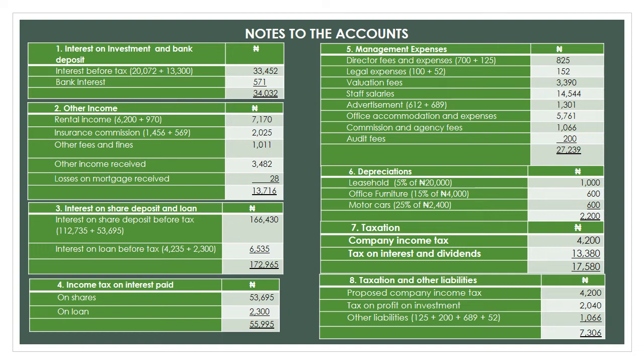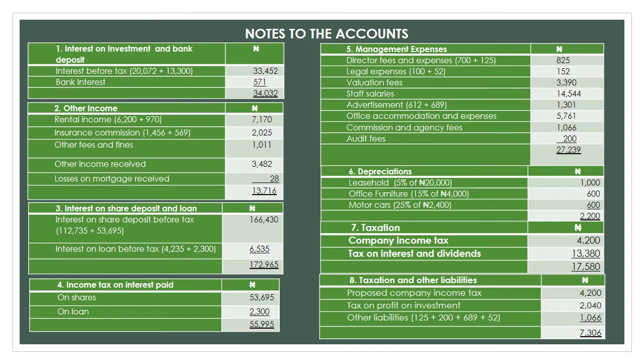But at the end of the period, we realize that 970 was due to be received but has not been received yet. So the total amount that is supposed to have been received from rent is 7,170. That means the 6,200 has already been captured in the cash, while 970 has not been paid yet, so it will be captured in the balance sheet as other assets.